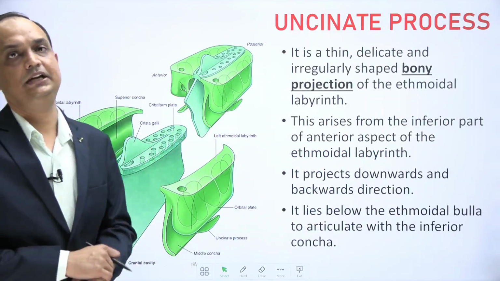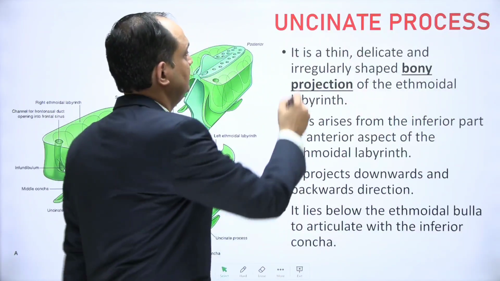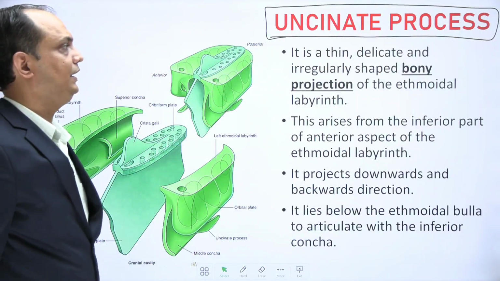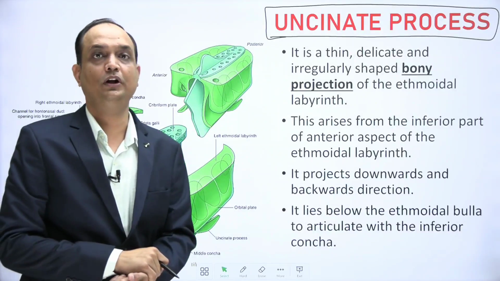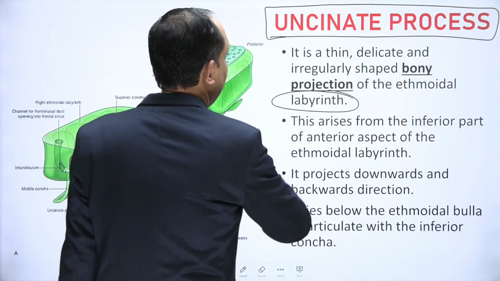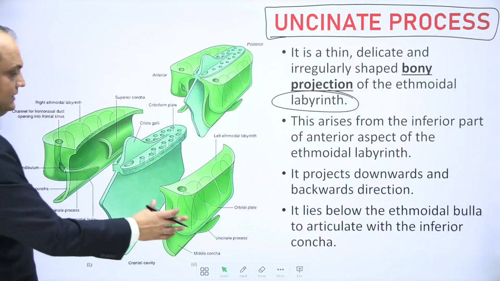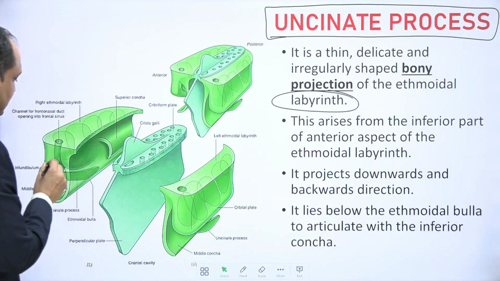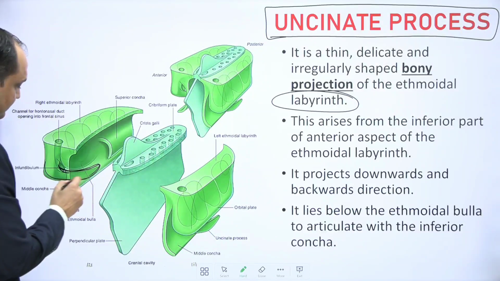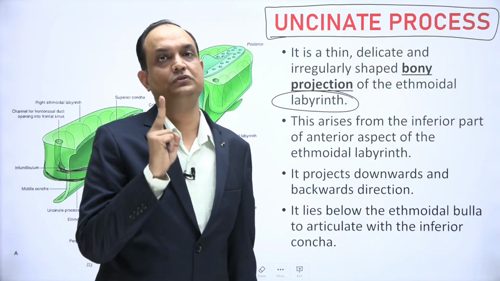Now, what is the uncinate process? This term again becomes very important when you are reading the ethmoid bone. This uncinate process is a thin, delicate, irregular shaped bony projection of the ethmoidal labyrinth. So again this is a feature of the ethmoidal labyrinth, and you find this again on the lateral wall of the nose. Here in this image, you can see that there is a process. This process is known as the uncinate process. Now, when you are reading the uncinate process, there are two important things which you should understand.